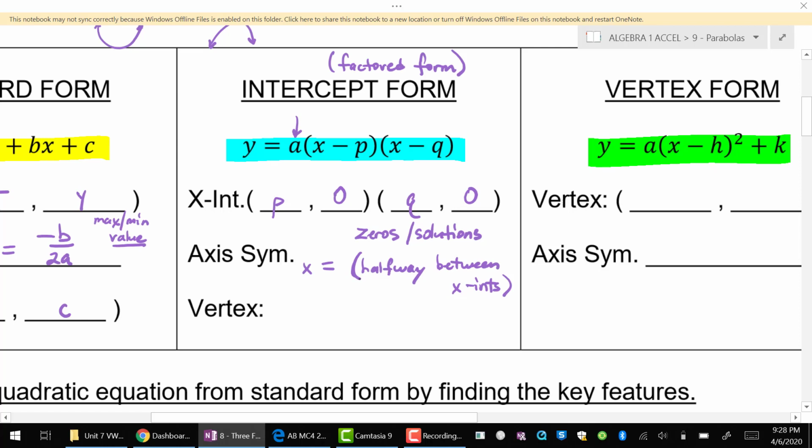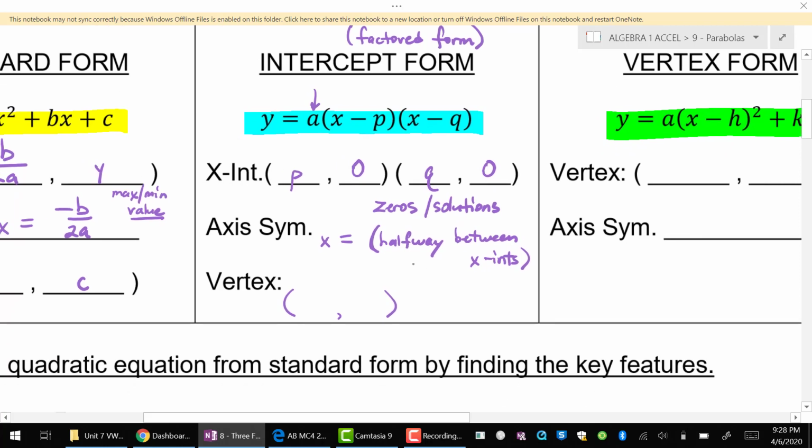Again, it's an equation. The vertex, likewise, I don't really know what that's going to be because we're not in vertex form. I don't have a formula like opposite of b over 2 times a to use here. It's intercept form. But whatever number that is, this halfway number would go here in the vertex x, and then find the matching y by plugging in x.